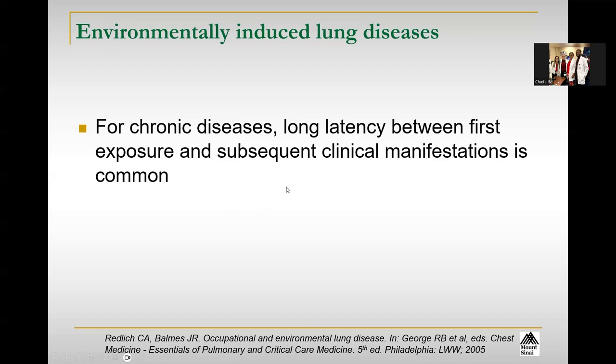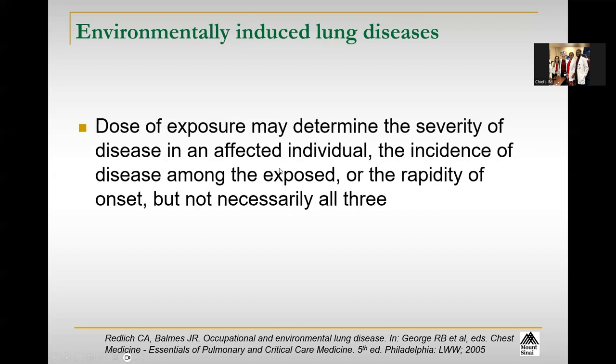That's why, in obtaining an occupational history, it is important to really try to go back to the first years of employment, to past occupations where the exposure may have determined the disease that is presently being investigated in a particular patient. Although we try to obtain some idea of what the exposure dose was, that dose may determine the severity of the disease in an individual patient, the incidence of disease among several exposed individuals, or the rapidity of the onset, but not necessarily all three. So you shouldn't expect that all three are going to be determined, but you still need to get some sense of what the intensity of the exposure was, even if only non-quantitatively.